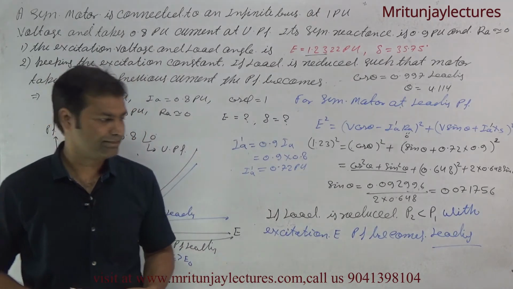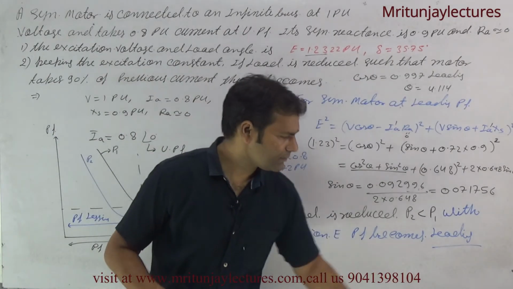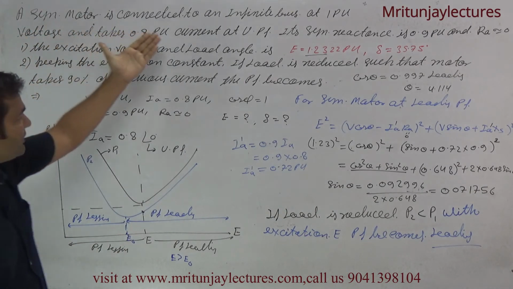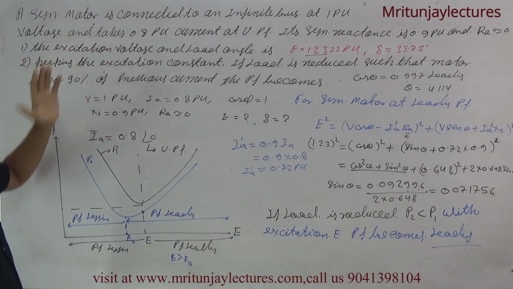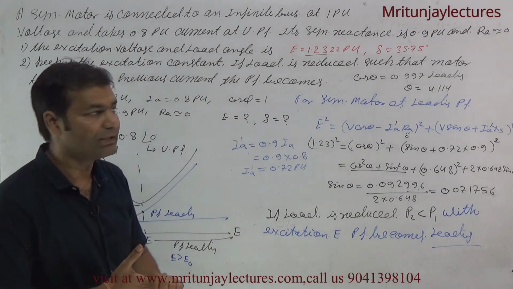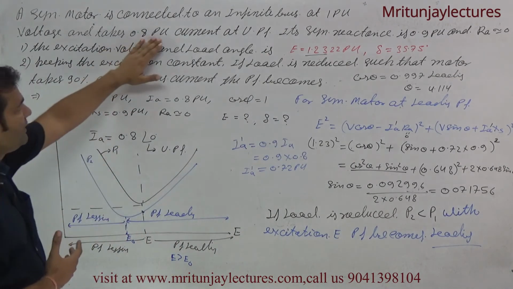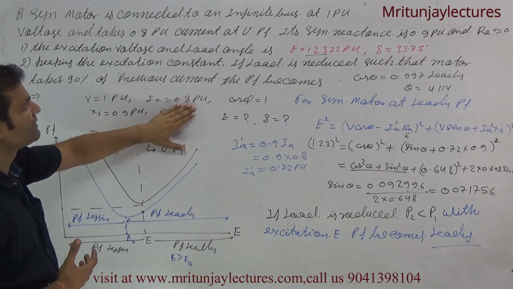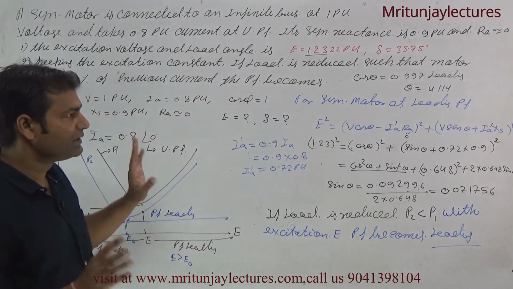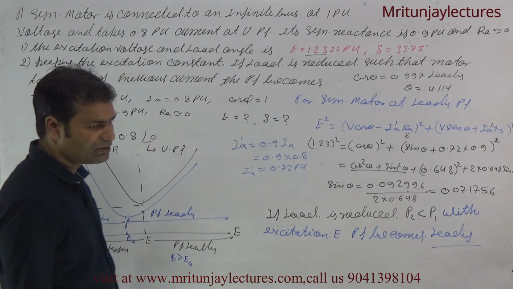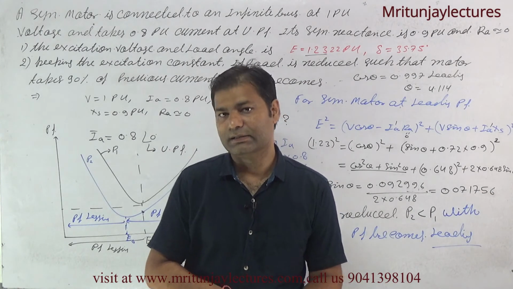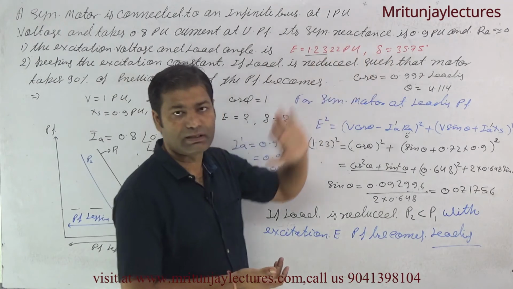First of all, make it clear. Corresponding to the question, again read. A synchronous motor is connected to an infinite bus at 1 pu voltage V, terminal voltage is given as 1 pu, and takes 0.8 pu current, Ia equal to 0.8, at unity power factor, cos phi is equal to 1. Okay, with the help of the formula V is equal to E plus Ia into S, we determine E and delta.